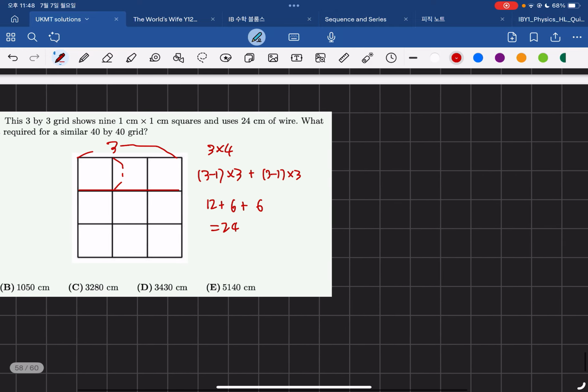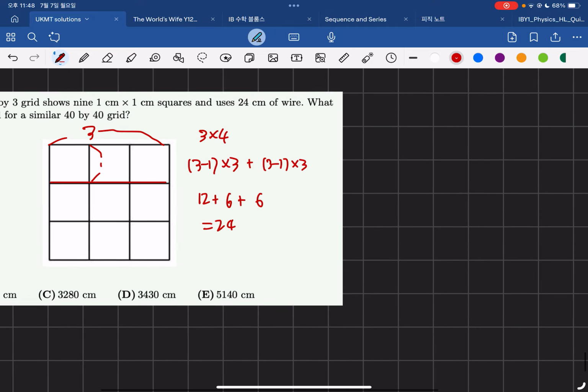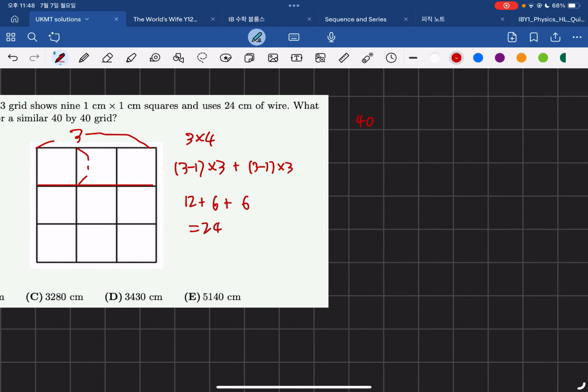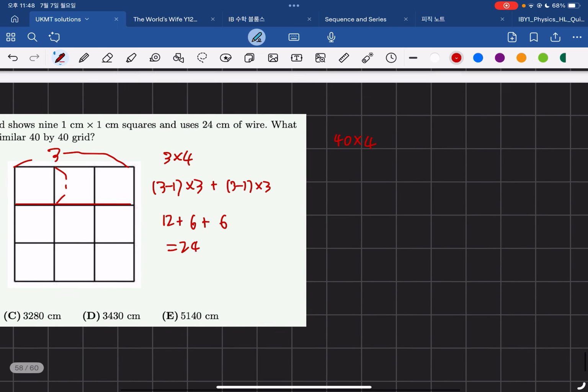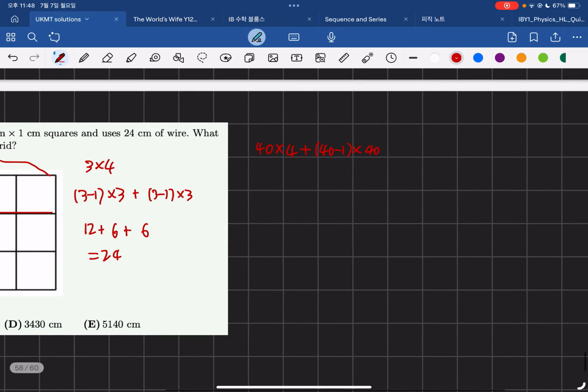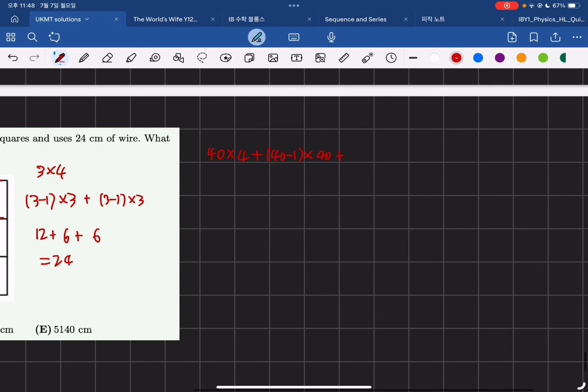Now, we're going to apply the same thing for the 40x40 grid. We have circumference, which is 40 times 4. And then for the vertical lines, there's going to be 40 minus 1 lines, which are composed of 40 shorter lines. And same for the horizontal one. There's going to be 40 minus 1 horizontal lines composed of 40 shorter lines.